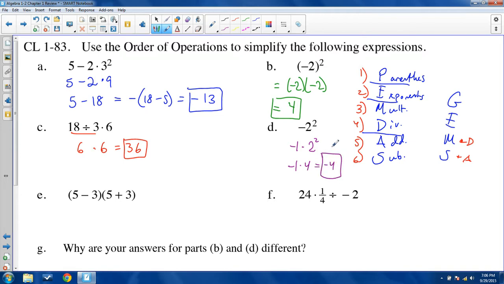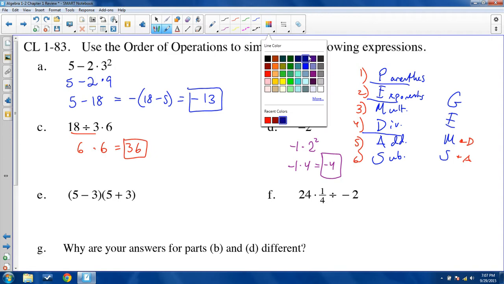Let me go ahead and answer G right now, just because we're on the subject. Why are your answers for parts B and D different? Well, the parentheses change everything. This time I'm squaring negative 2. This time I'm squaring 2 and taking the opposite of it. So however you want to say that, however the answer in the back says it, I guess is good enough.